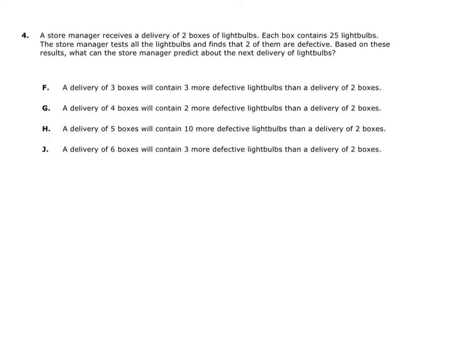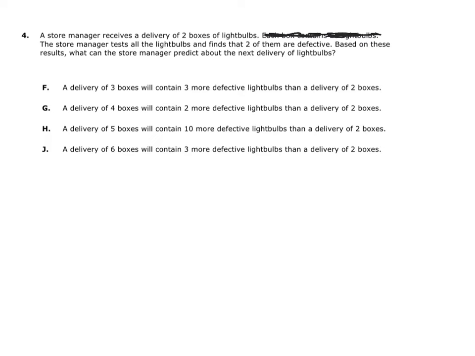Number 4 says a store manager receives a delivery of 2 boxes of light bulbs. Each box contains 25 light bulbs. The store manager tests all the light bulbs and finds that 2 of them are defective. Based on these results, what can the store manager predict about the next delivery of light bulbs? So in our story, we don't really need to know how much each box has based on the answers we have, because it's talking about the boxes and light bulbs.